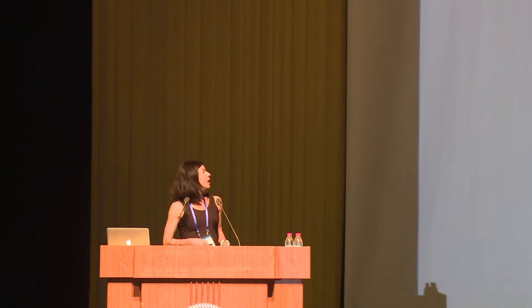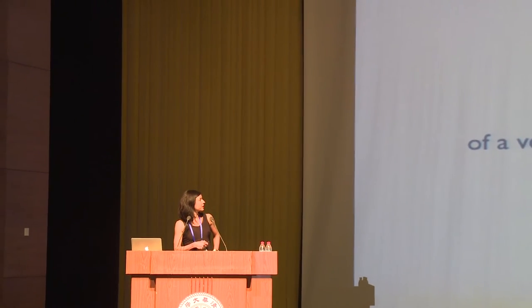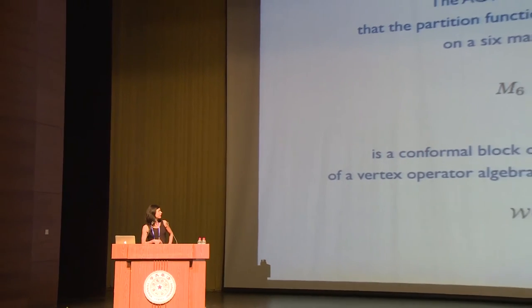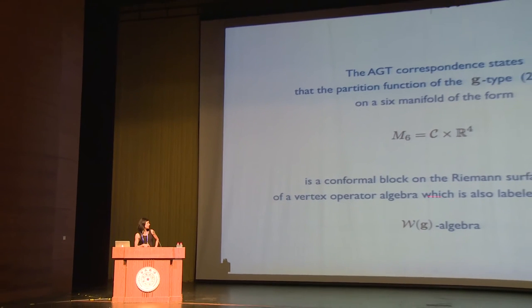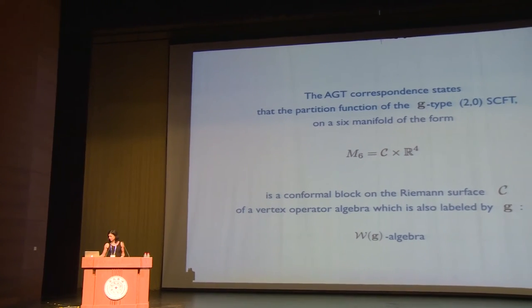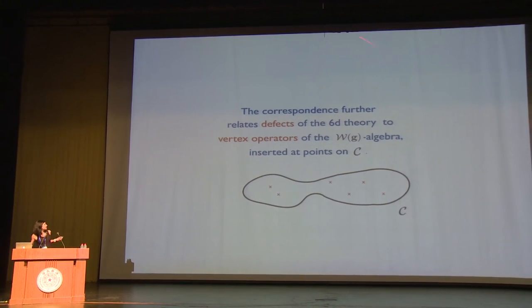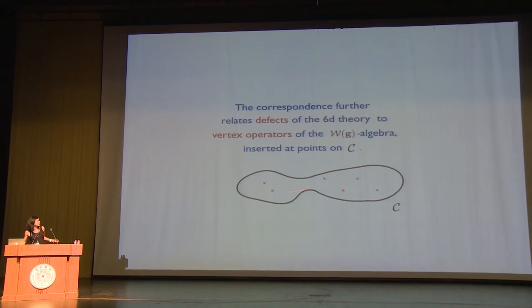The AGT correspondence, after Alday, Gaiotto, and Tachikawa, serves well to illustrate both the mathematical appeal of the theory and also the difficulty of working with it. So the AGT correspondence states that the partition function of G-type 2-0 theory on a six-manifold, which is a product of a Riemann surface and R4, is a conformal block on the same Riemann surface of a vertex operator algebra, which is also labeled by G, the W-algebra. The correspondence further relates defects of the 6D theory to vertex operators of the W-algebra inserted at points on the Riemann surface.